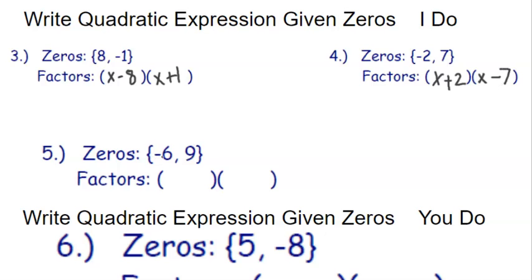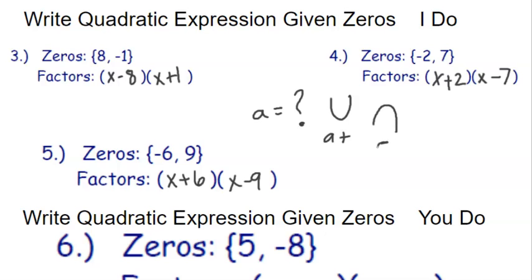For this one, the zeros are -6 and 9. The factors for this would be x plus 6, x minus 9. Now the a could be anything here. Usually if they're asking you these kinds of questions, they will give you either an upward facing graph or a downward facing graph. If you have an upward facing graph, a is positive. If it's a downward facing graph, a is negative.